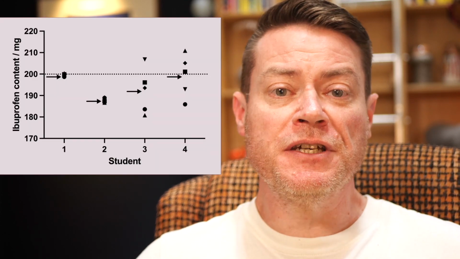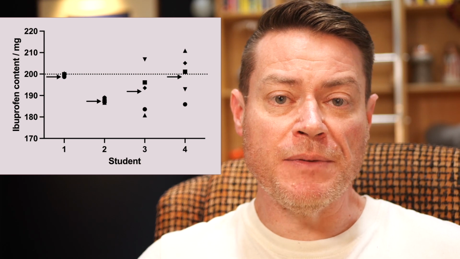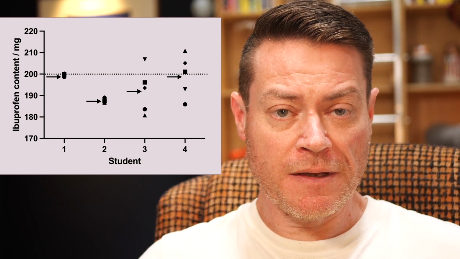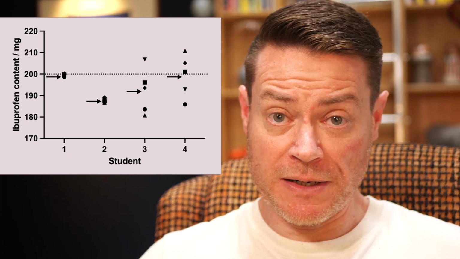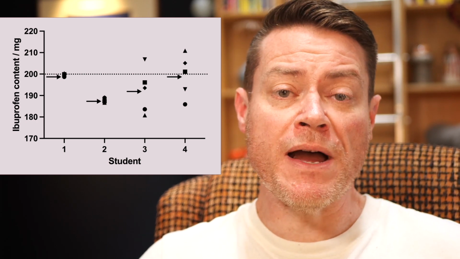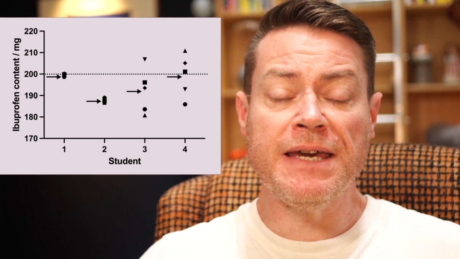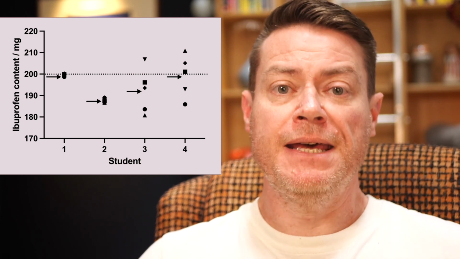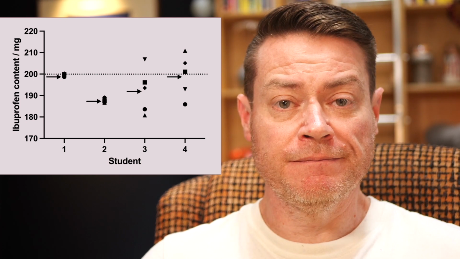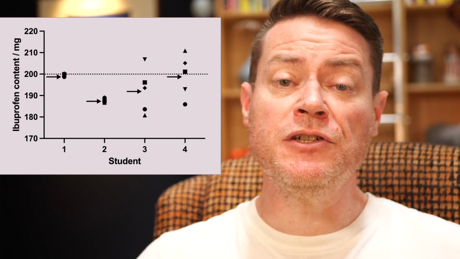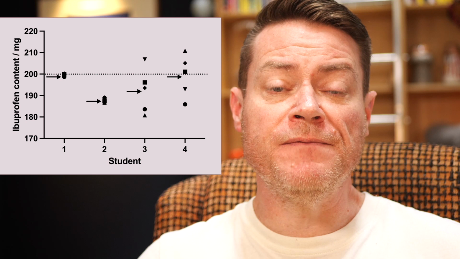The graph shows the drug content values determined by each student. The horizontal dashed line shows the expected answer, 200 milligrams, and the small arrows show you the mean for each data set. Now it's much easier to see what is going on. And I hope you can see that each student appears to be performing very differently.